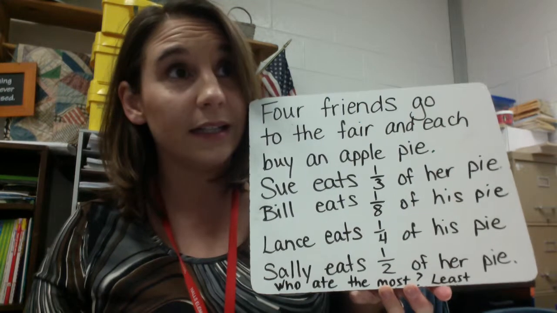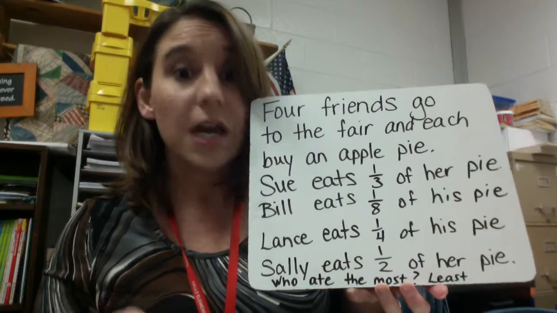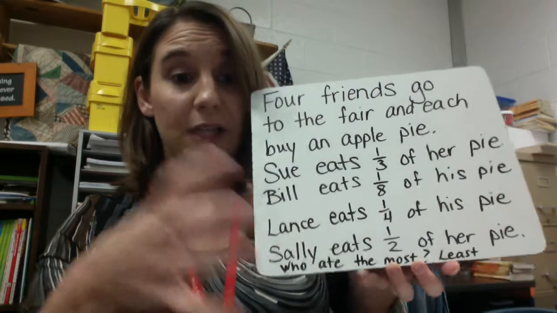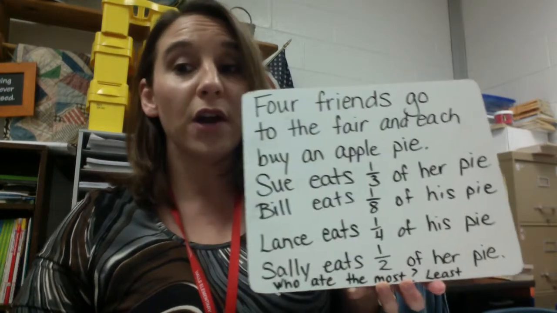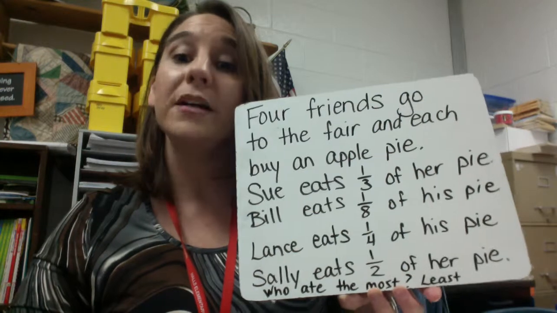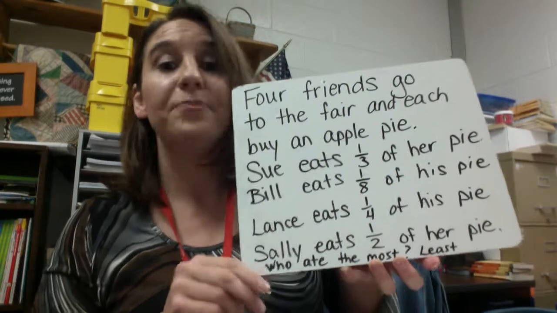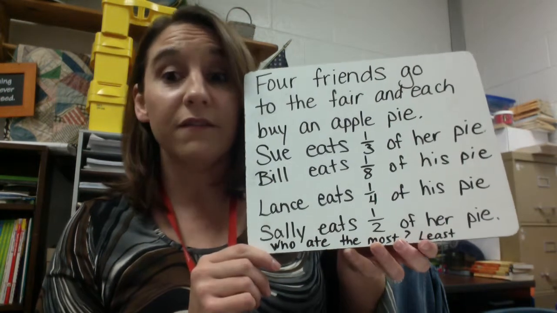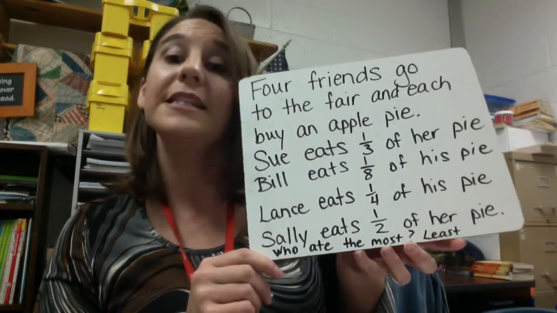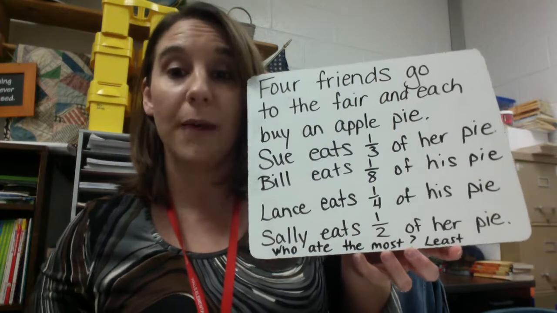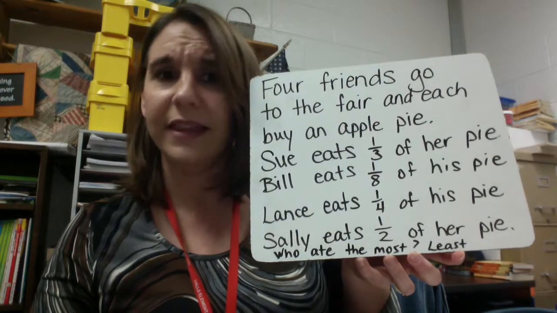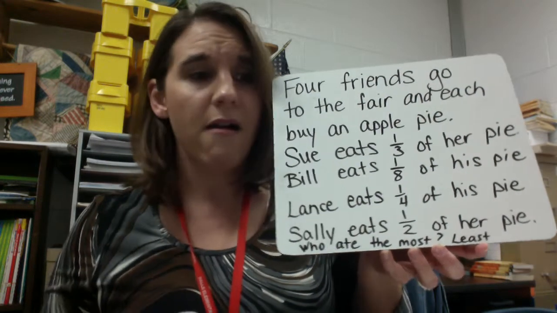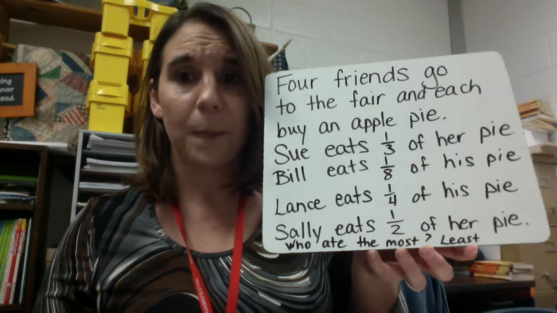So think about it. Each friend bought one whole pie, so we've got 4 different pies. Sue eats 1/3 of her pie. Bill eats 1/8 of his pie. Lance eats 1/4 of his pie, and Sally eats 1/2 of her pie. Who ate the most pie? Who ate the least pie? How do we know that?